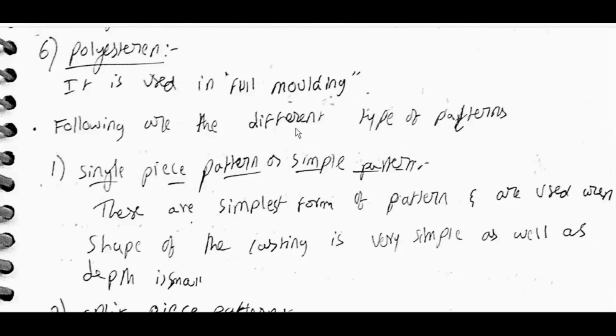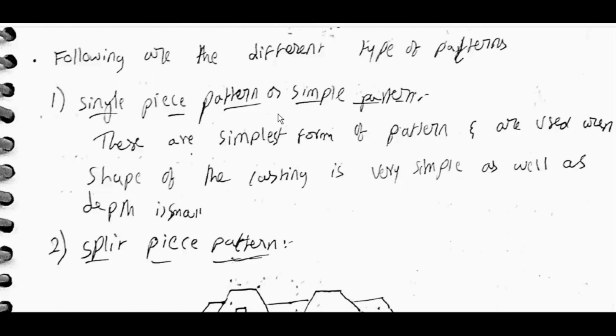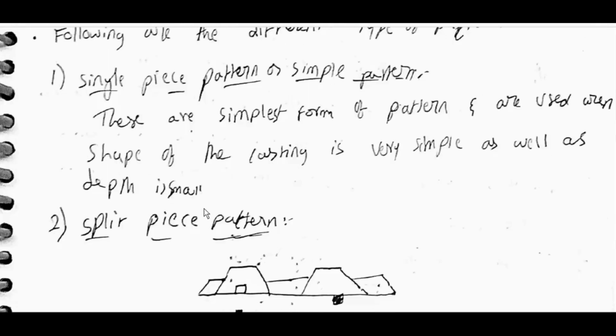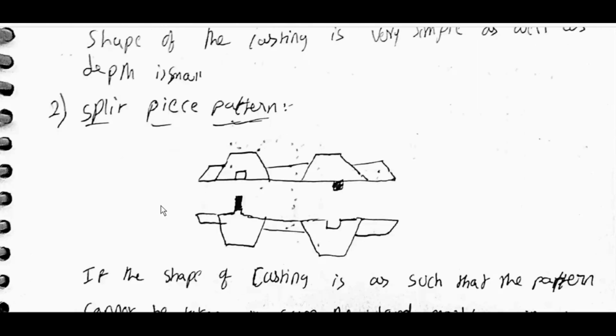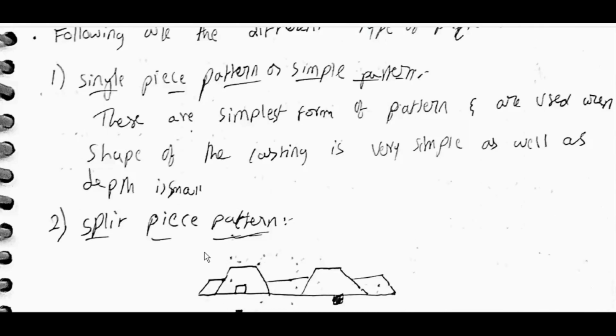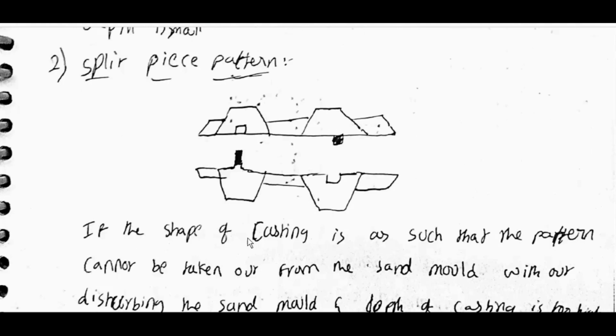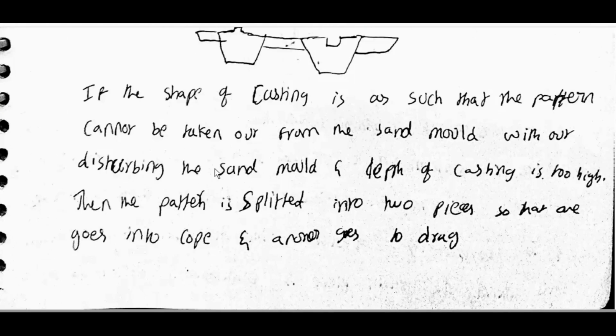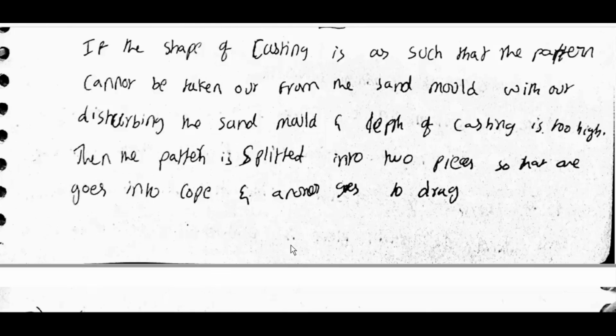Following are the different types of patterns. Single piece pattern, or a simple pattern. These are the simplest form of pattern and are used when the shape of a casting is very simple as well as the depth is small. Split piece pattern, it will be like this. If the shape of the casting is such that the pattern cannot be taken out from the sand mold without disturbing the sand mold, and the depth of the casting is too high, then the pattern is split into two pieces so that one goes into the cope and another goes into the drag.